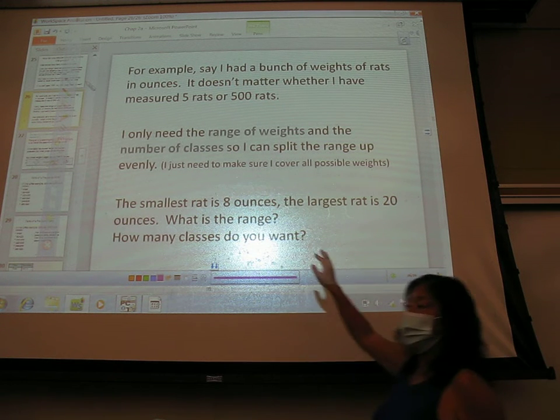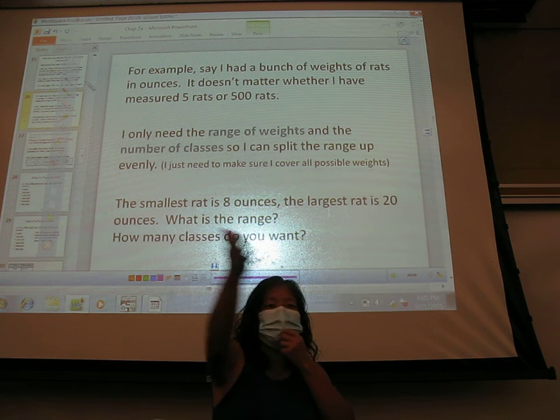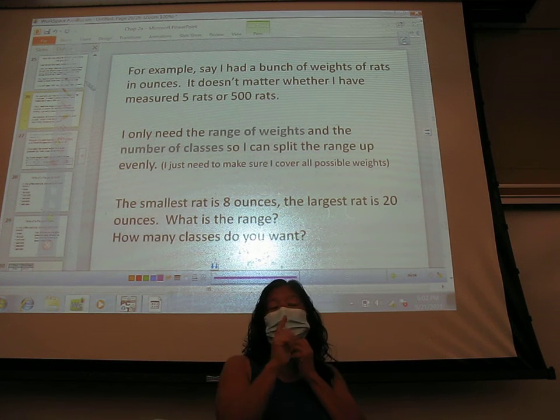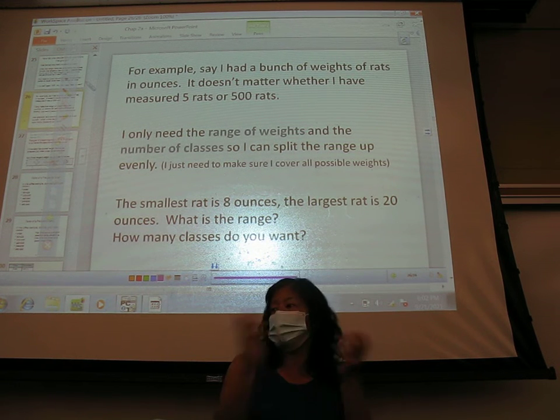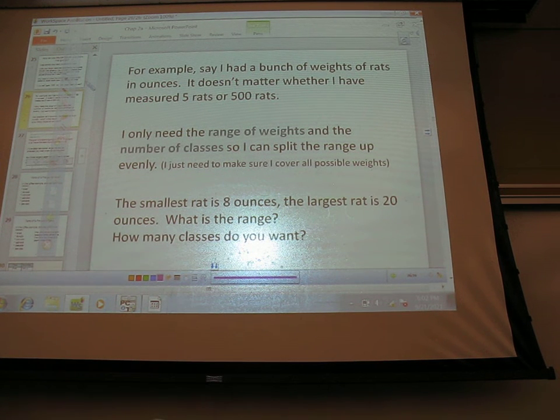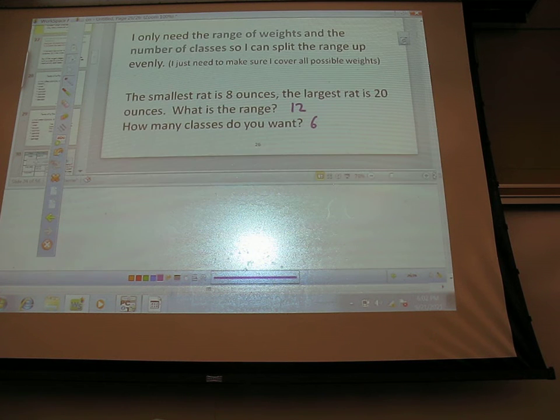How many classes do you want? Someone tell me how many classes you want. Has to be at least 5, 5 to 20. 6. Okay, great. So my range is 12. I want 6 classes. I take 12 and divide by 6, the number of classes I want, and I get 2. You have to round up from 2 to 3, and I'll show you why.